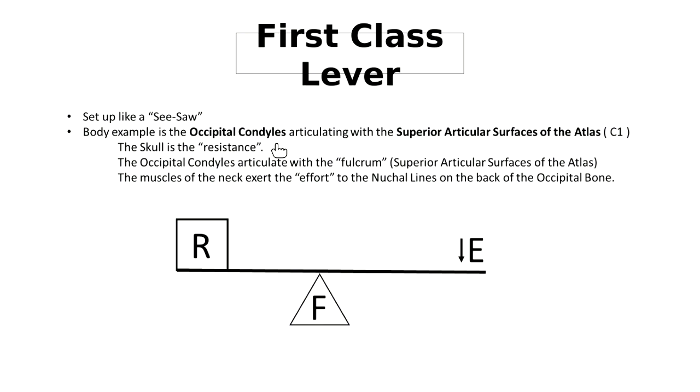Body example, the occipital condyles articulating with the superior articular surface of the atlas. Well, the fulcrum is going to be right here. The top cervical vertebra is called the atlas, and then the condyles of your occipital bone, the occipital condyles, are going to articulate there. So that's the pivot point. That's where the joint is. So it says occipital condyles articulate with the fulcrum. The muscles of the neck exert the effort to the nuchal lines on the back of the occipital bone. If you remember, the superior and inferior nuchal lines on where the occipital bone is in the back are going to apply the effort to overcome your head trying to fall forward.